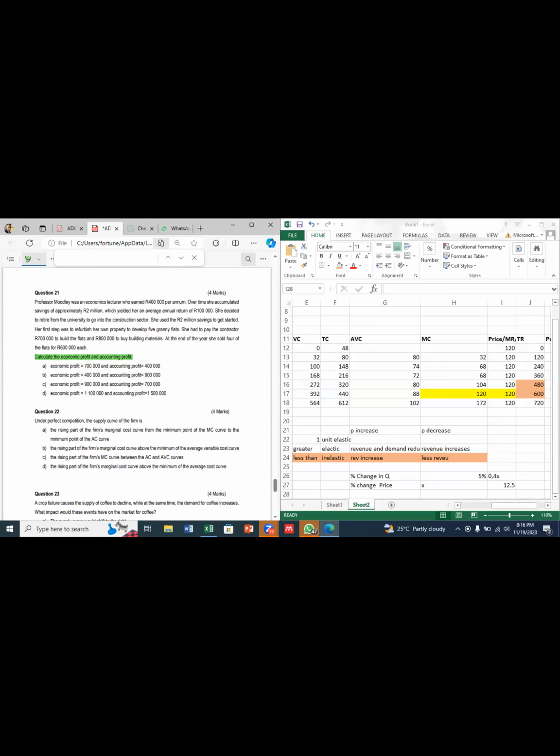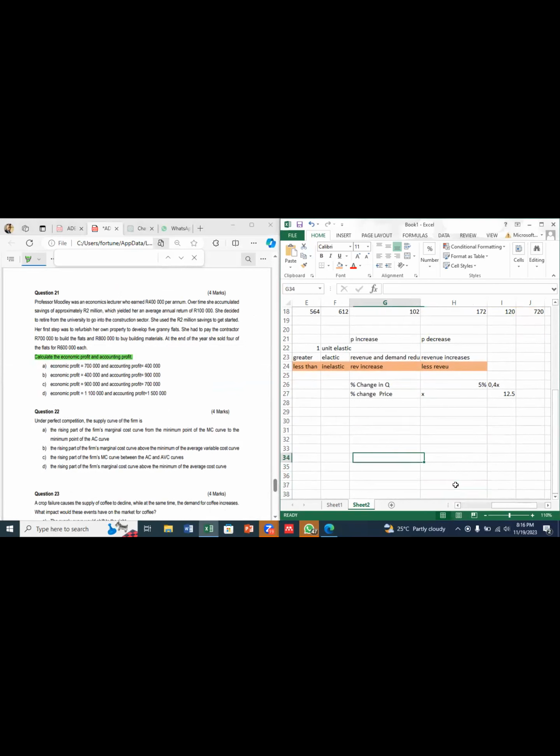So economic profit is calculated by adding opportunity costs to the costs. So we have two profits, economic profit and accounting profit. Economic profit is accounting profit less opportunity costs. Accounting profit is the normal profit that you are used to calculating: revenue minus costs. So revenue minus normal costs is your accounting profit. Economic profit is revenue less normal costs, less opportunity costs.